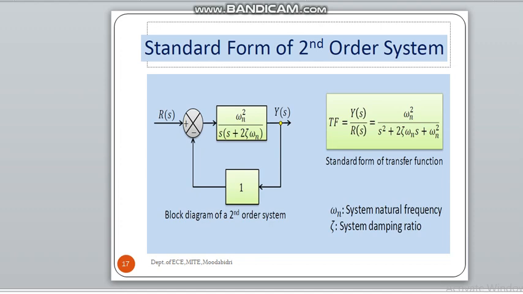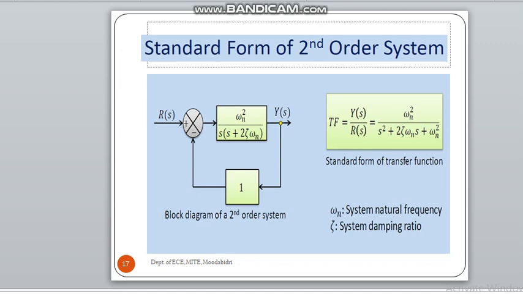Next we will see the standard form of a second order system. This is the block diagram of a second order system. R of S is the input, and omega n squared divided by S into S plus 2 zeta omega n, we are calling this one zeta, is the function G of s. That is the gain of the forward path, and we are considering a unit negative feedback system.